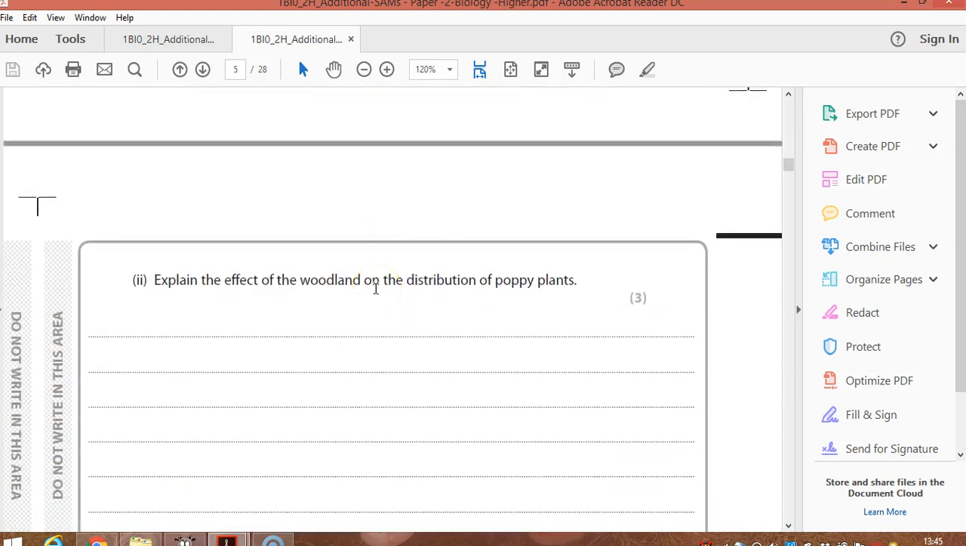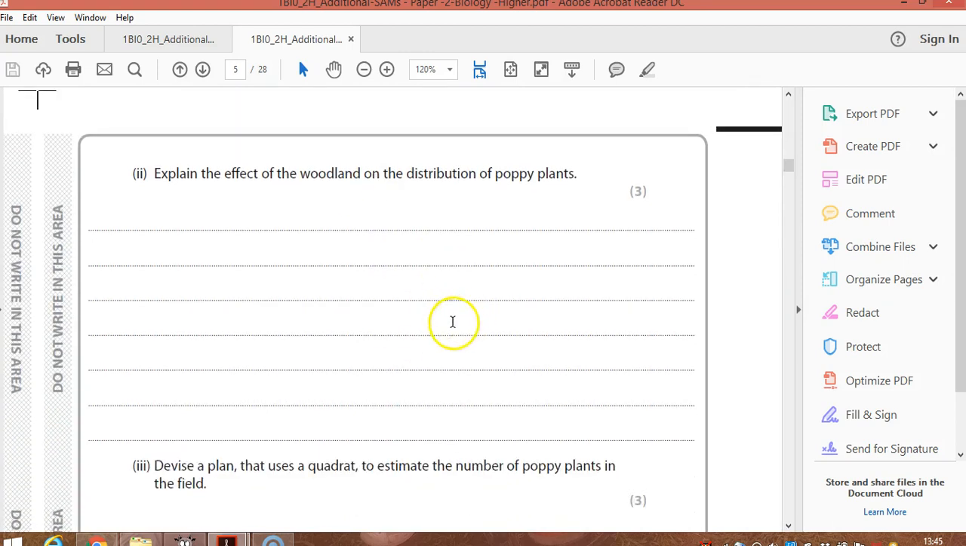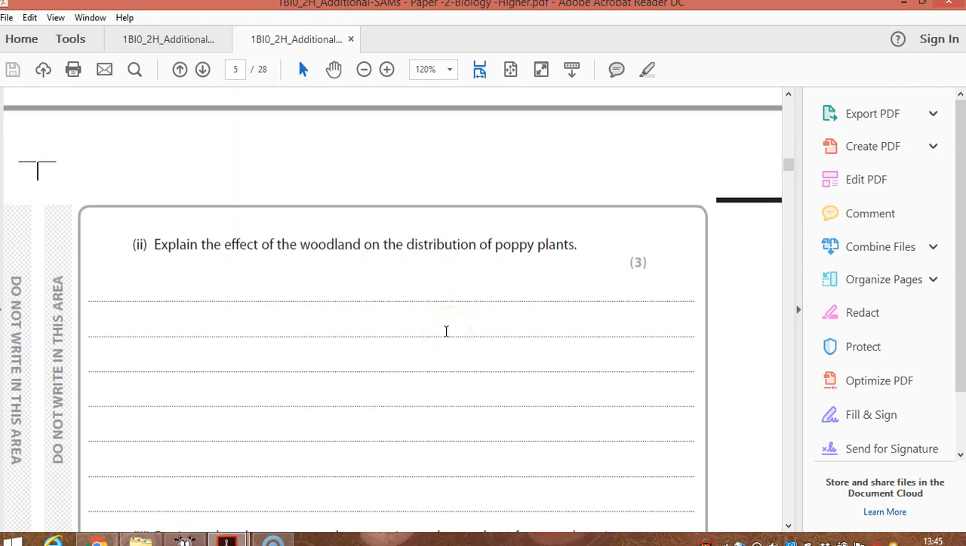Explain the effect of the woodland on the distribution of poppy plants. Well, I may have kind of given you some clues already. This is an explain question, so you'll need to state an observation. So the woodland will do X to the poppy plants, and then Y, as in explain why. Right, off you go.